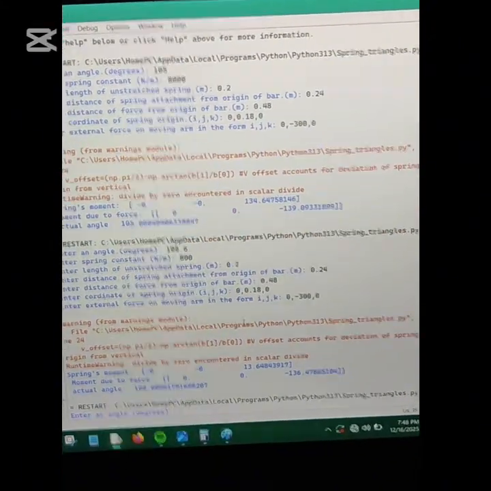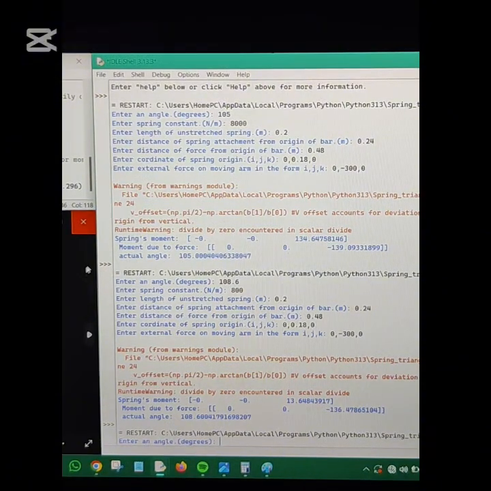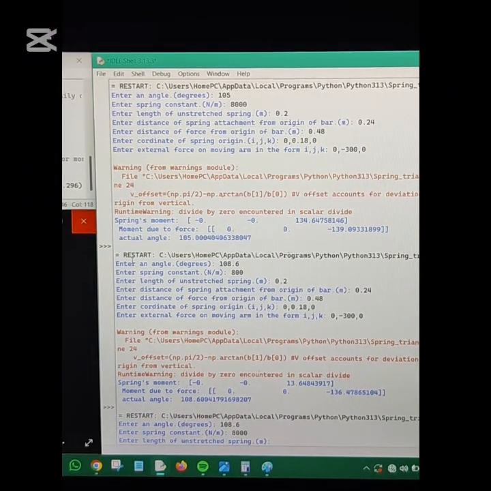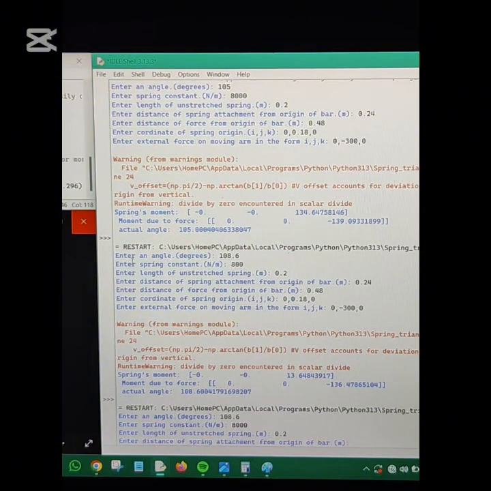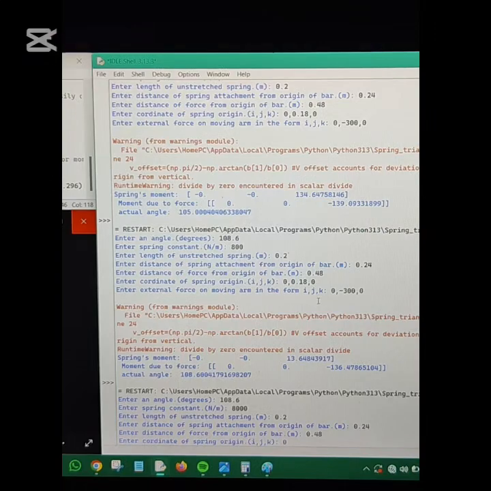I made a little error. I'll just have to run it again. The correct answer, okay, 8. I entered 800 instead of 8,000. 0.2. So you see that when the spring constant was 800, the moment due to force was way more than the moment due to the spring, so it's not quite in equilibrium. It will keep going down. 0.48, so the coordinate of the spring.